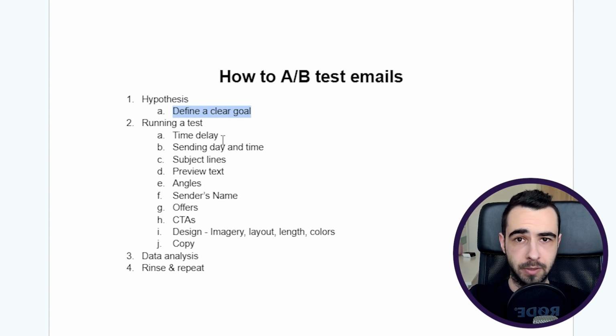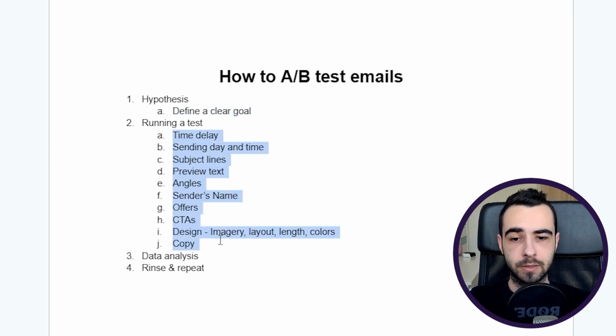So you are obviously A/B testing for better open rates. Then you need to define what type of test you want to run. So I've listed a bunch of tests that you can do. Pretty much this is everything you can test over and over again, aside from a few things.